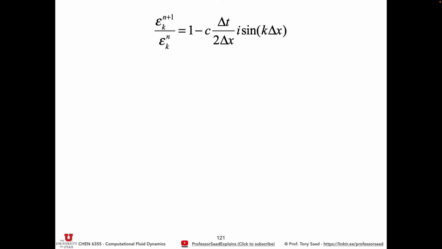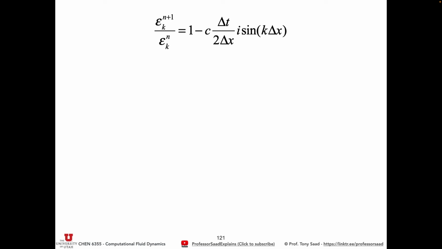Now, we say that the method is stable. We agree that this ratio of these signals at the new time over the old time represents a measure of growth. If this ratio is greater than 1, then it's going to blow up. If it's less, then it's not going to blow up. Because this is a complex number, what we need to look at is the magnitude of that number.